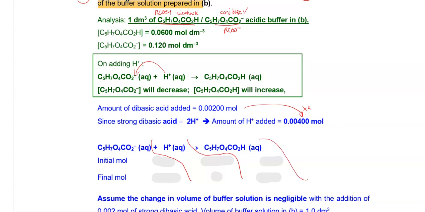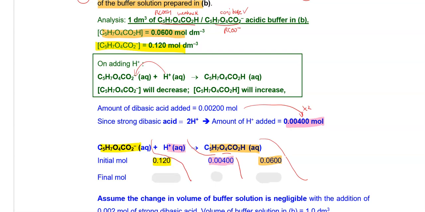Okay, so initially, we have the same context as given: 0.120 moles of conjugate base and 0.0600 moles of acid. I have color coded for your easy reference here: acid, base. So your base, acid. Okay, the H+ added in is 0.00400 moles.